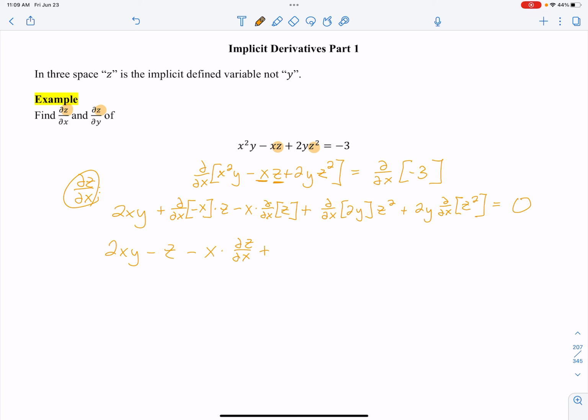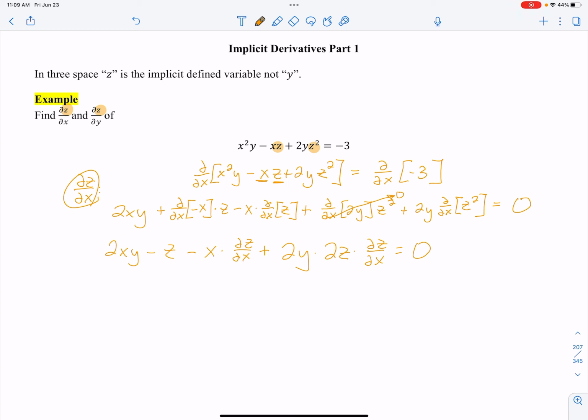The next part, the partial of 2y with respect to x is 0, so the whole term goes to 0. And then my last term, I have 2y, and then I take my derivative. The derivative of z squared is 2z, but it's a chain rule, so I have to add on a dz dx, just like implicit back in Calc 1. We're just dealing with multiple variables now.